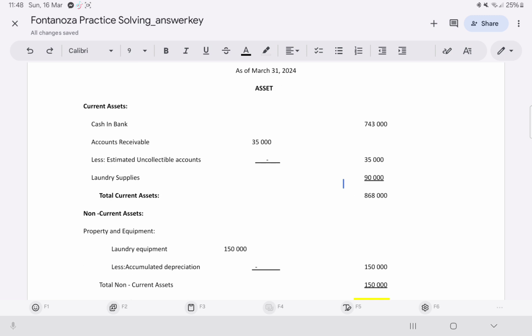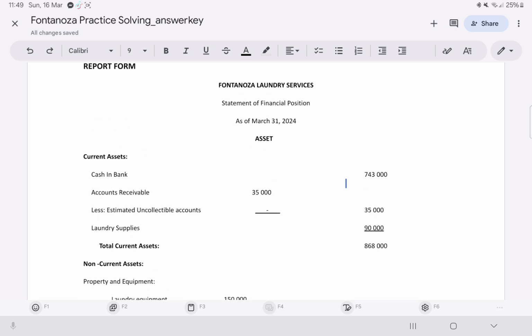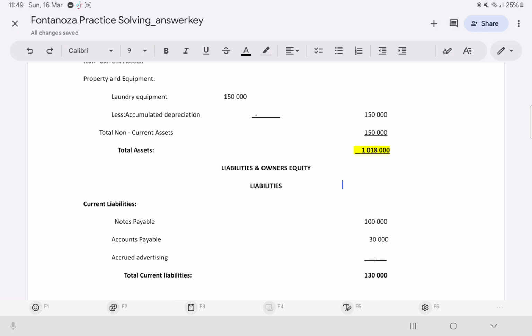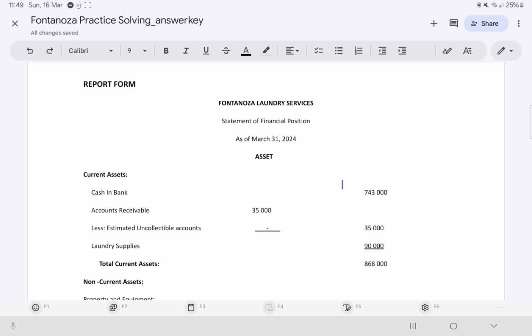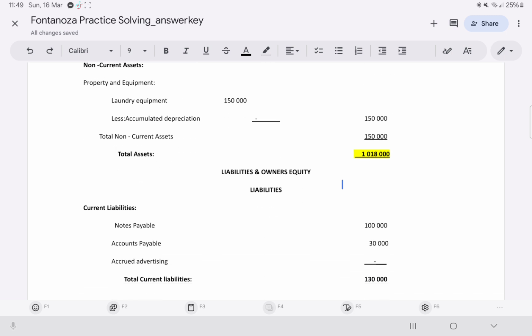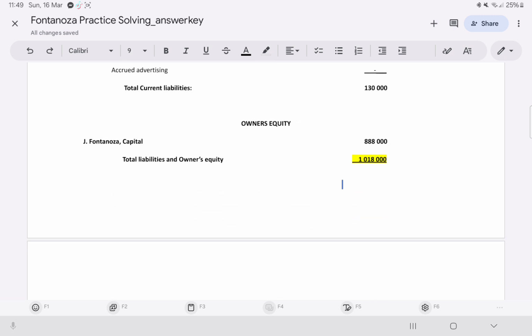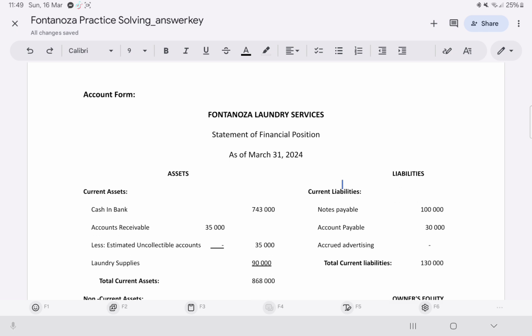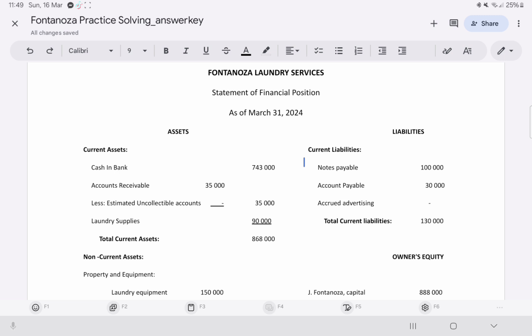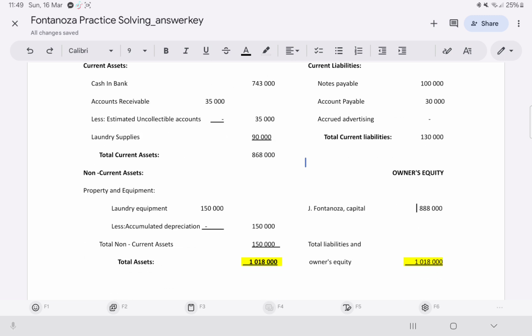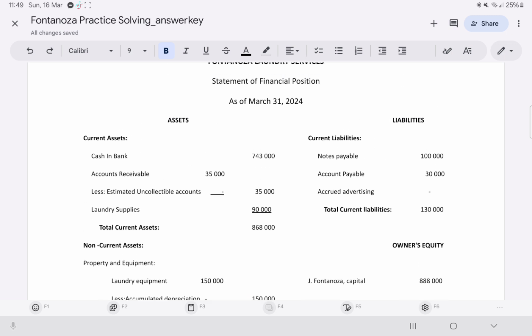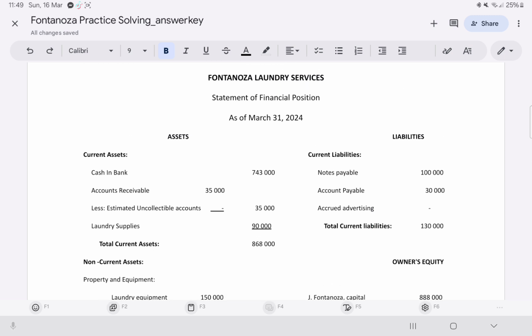So here is the report form. This is vertical, and the account form is the horizontal form. Same balance. I think that's all for the presentation of the statement of financial position, or the balance sheet.